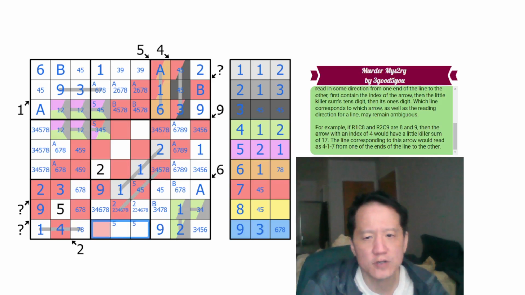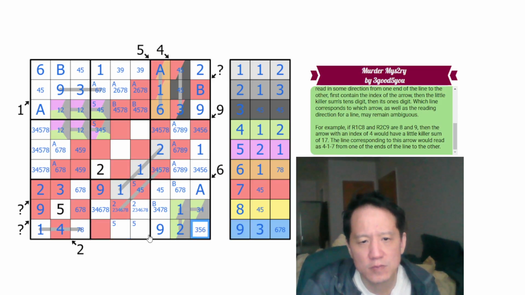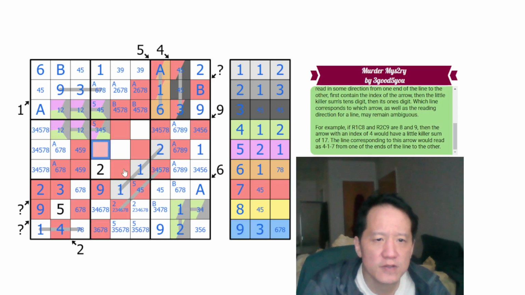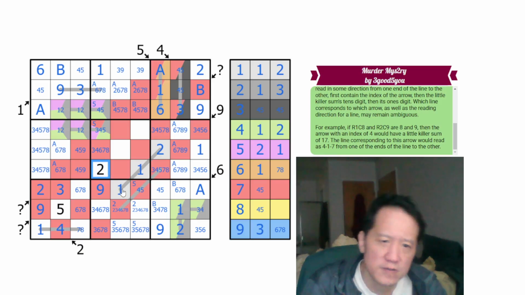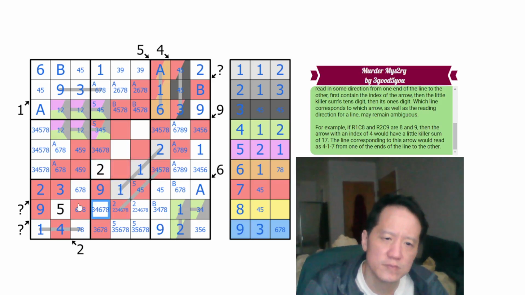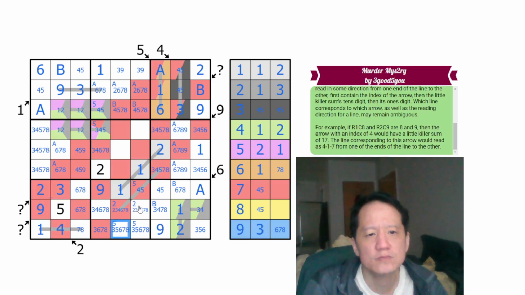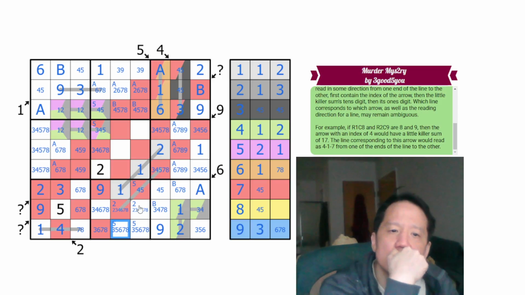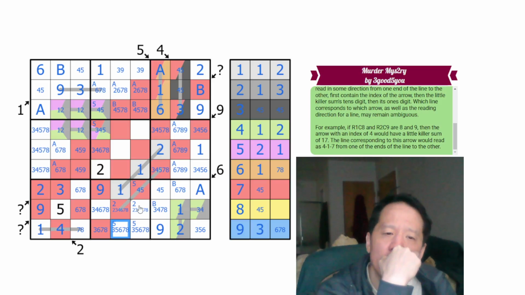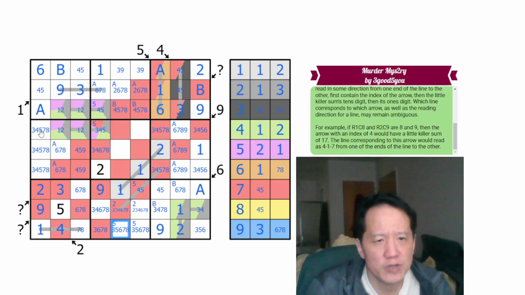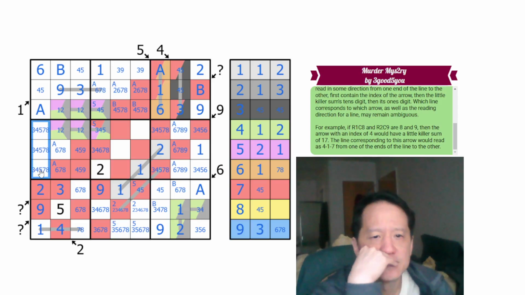The remaining digits here. Oh, this can't be 4. The remaining digits here are 3, 5, 6, 7, 8, and this can't be 5. This is 3, 4, 6, 7, 8. The B has to be one of those three, which doesn't tell us very much.